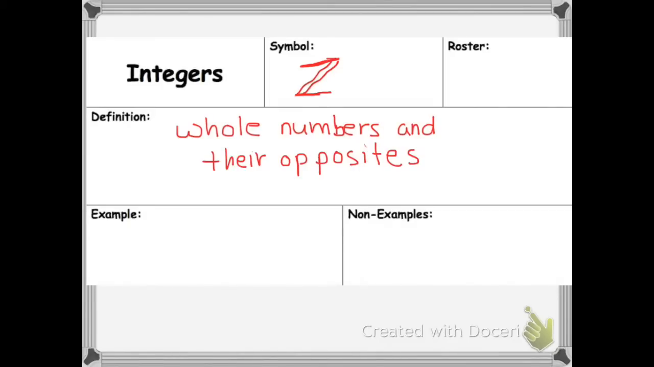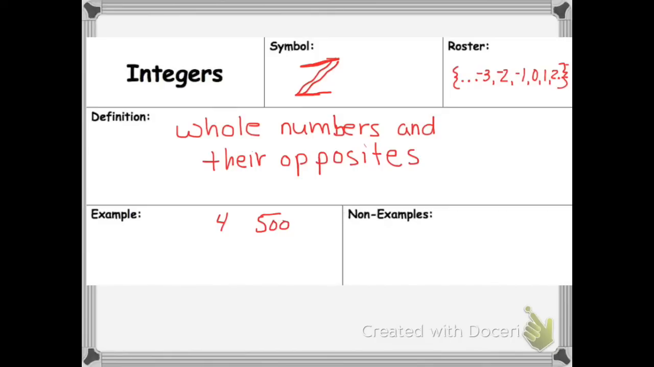Now for your roster this time, we still do a list, but what you'll need to notice is we do have the ellipsis or the dot, dot, dot in 2 directions. So we're going forever low and forever high. I've got to squish my little set braces in there. There we go. So we're going in two directions for the roster there, so you just want to make sure you notice that.